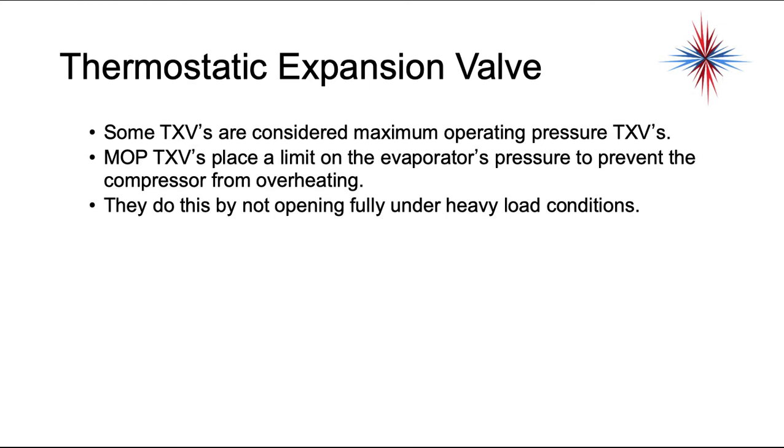Some TXVs are considered what we call maximum operating pressure TXVs, MOP TXVs. They place a limit on the evaporator's pressure to prevent the compressor from overheating. They do this by not opening fully under heavy load conditions. In other words, we're going to keep that evaporator cold.